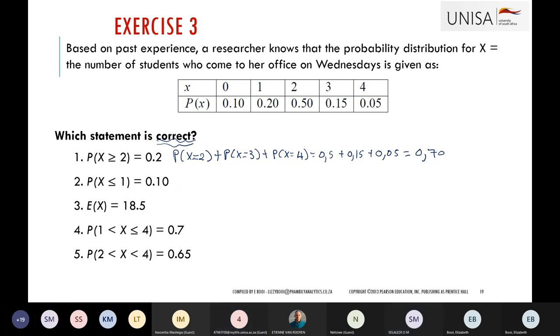The next one, the probability that X is less than 2. How do we represent it? It is where X is equal to 0 and X is equal to 1, which is 0.1 and 0.2, which is equal to 0.3.